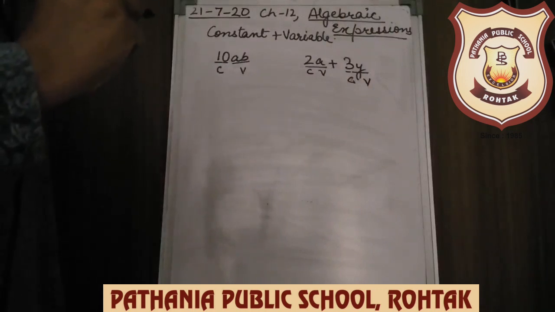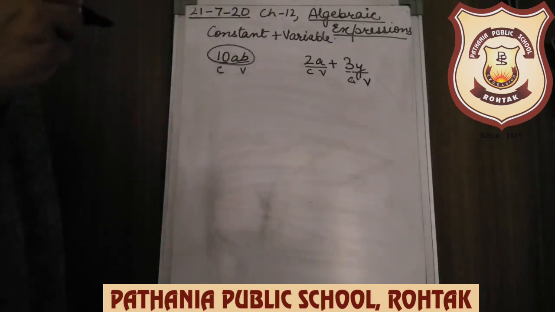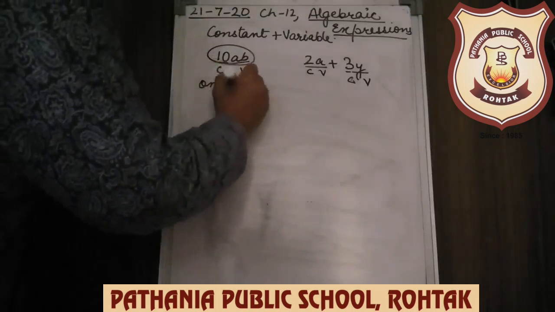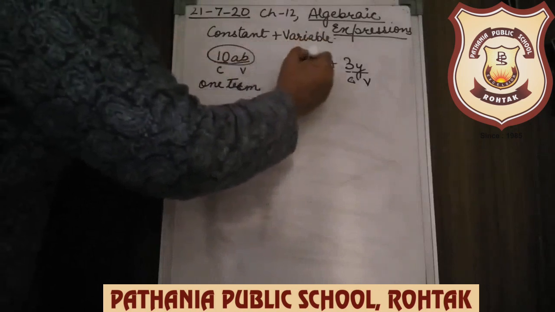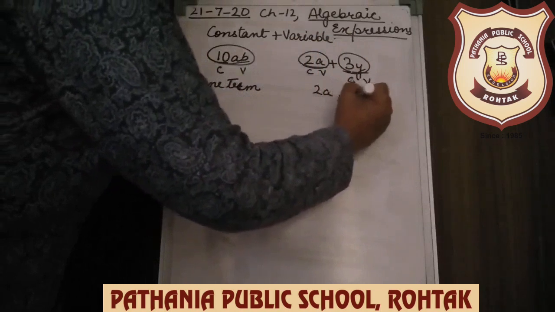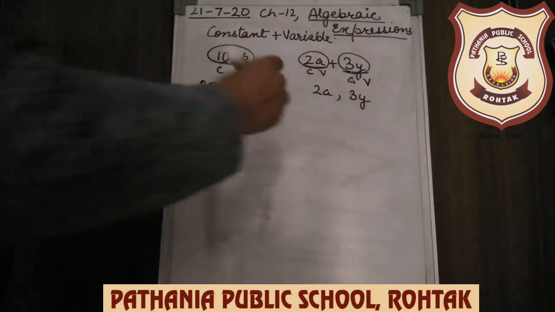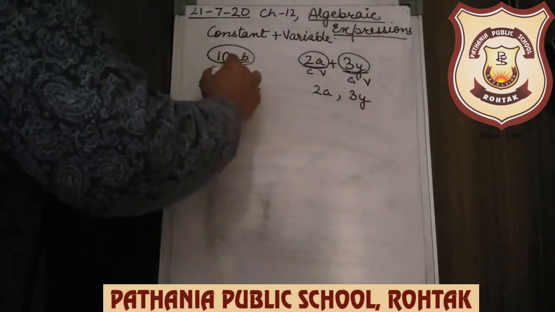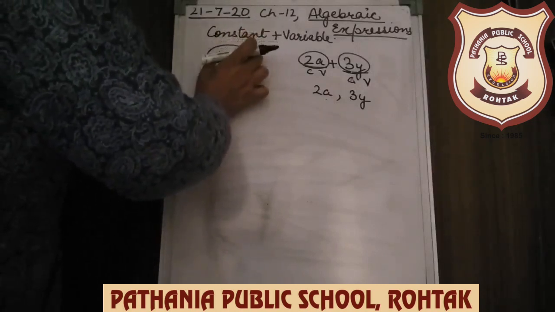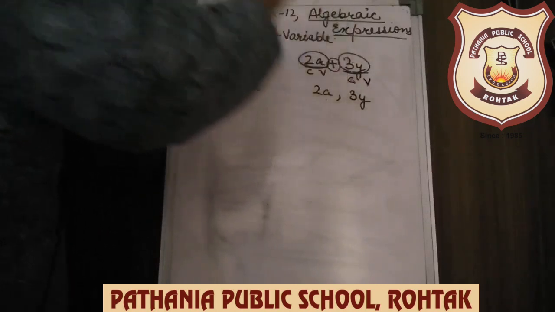But there is a difference in the two expressions. Here 10ab is one term, whereas here there are two terms, 2a and 3y. These are two terms. So this expression is without any mathematical operation. Here you have one mathematical operation, that is addition.